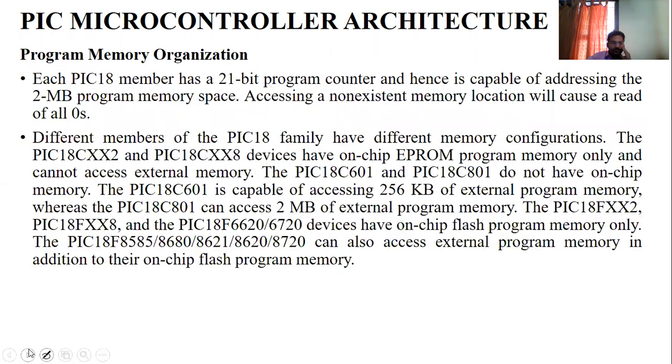Okay. Now the program memory organization. See this program memory organization. This PIC has a 21-bit program counter, nothing but 8-bit higher, 8-bit lower, plus the remaining 5 bits. Totally 21 bits. We are dividing it into PCH, PCL, PCU. So 21 bits.